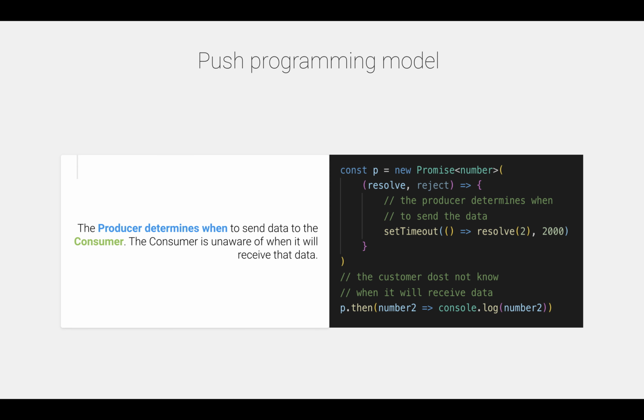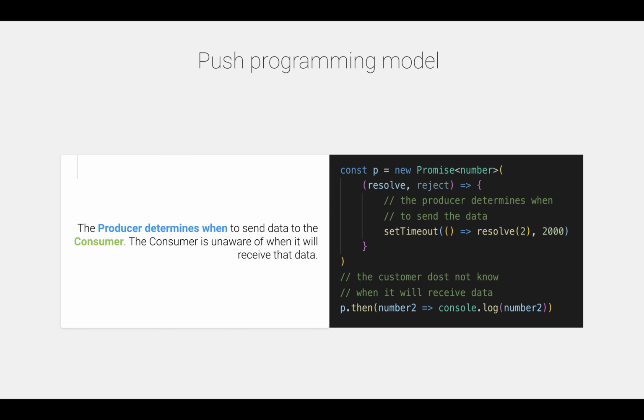In this case, instead of using a function, we have a promise. Remember, a promise is an object that may return a value in the future. So down there, the consumer is p.then number 2 console log number 2. So this is our consumer in this case, and what it's saying is, promise, whenever you're ready, whenever you have a value, give it to me. But the consumer really doesn't know when that's going to happen.